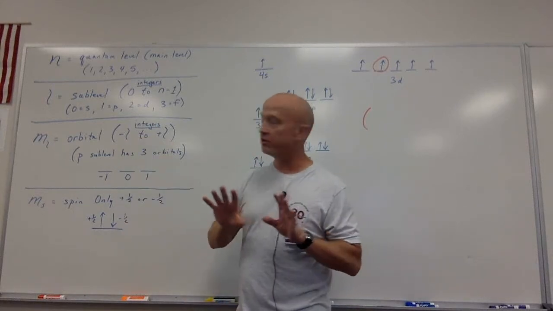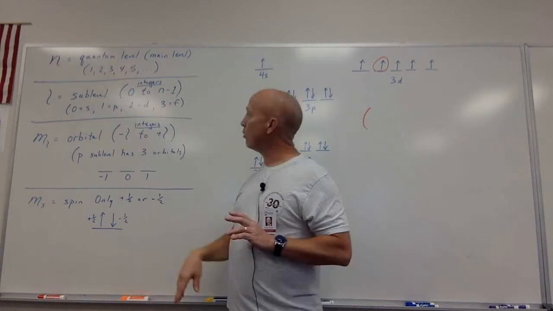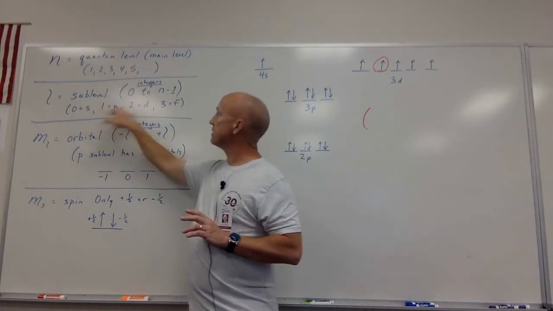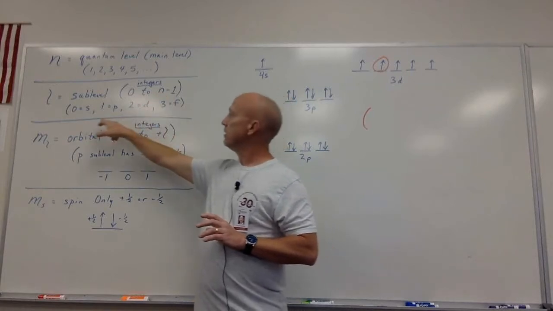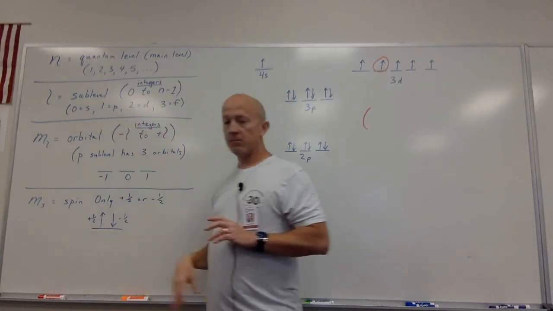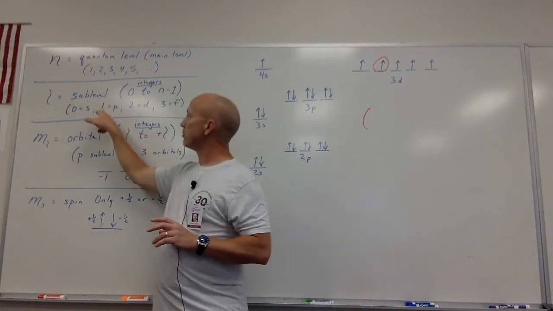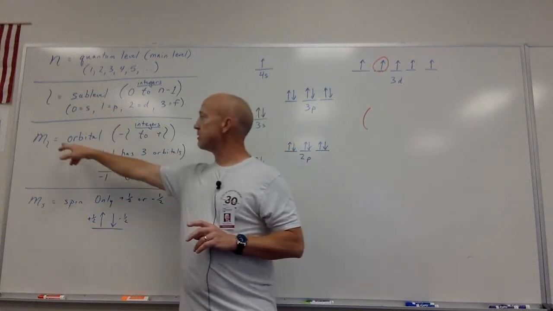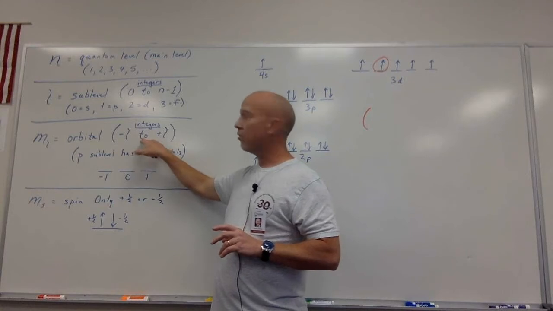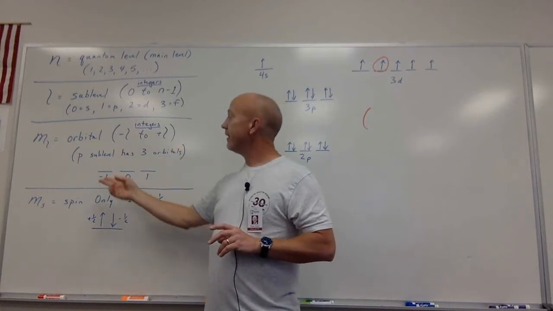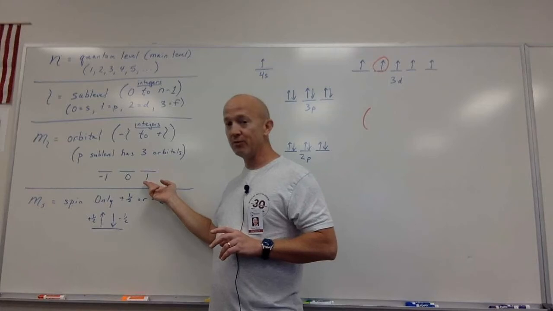All right, let's go back to our previous example. We had principal quantum number 3. We had 3 possibilities then, 0, 1, or 2, 0 to n minus 1. It could be s, p, or d. Let's say that it was on the p sublevel. Well, if l equals 1, then m sub l could equal negative 1, 0, or positive 1. Negative 1, 0, or positive 1.